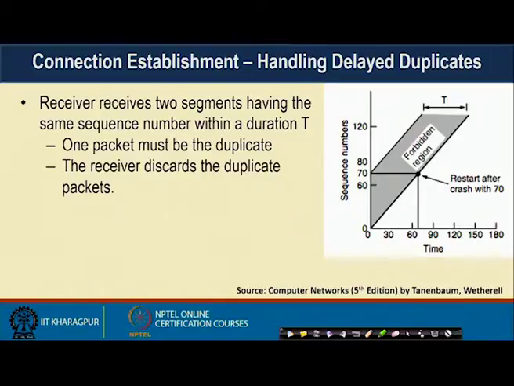You are always ensuring that within that time duration t, the receiver cannot receive two different packets, or two different bytes, with the same sequence number. Now, if the receiver is receiving two different bytes with the same sequence number within a duration t, then the receiver can correctly decode that the second one is a delayed duplicate of the first one, or vice versa. In that case the receiver can accept one and discard the second one that it has received.